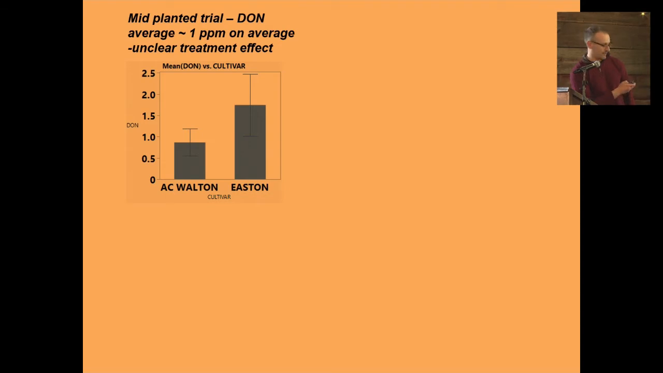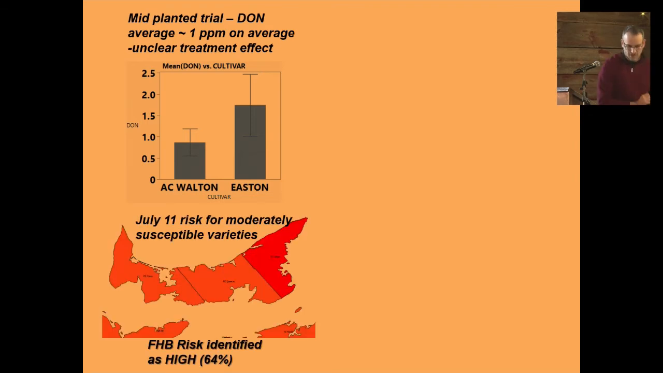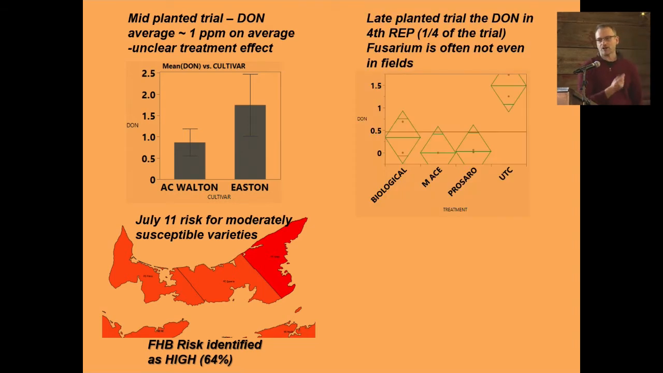In the mid-trial, we had no clear fungicide effects. We did see a difference between the DON levels in Easton versus AC Walton, where there was actually more DON in Easton than Walton. And if we say that those levels are approximately 1 part per million and the risk level was identified as moderately high, that's actually pretty accurate.